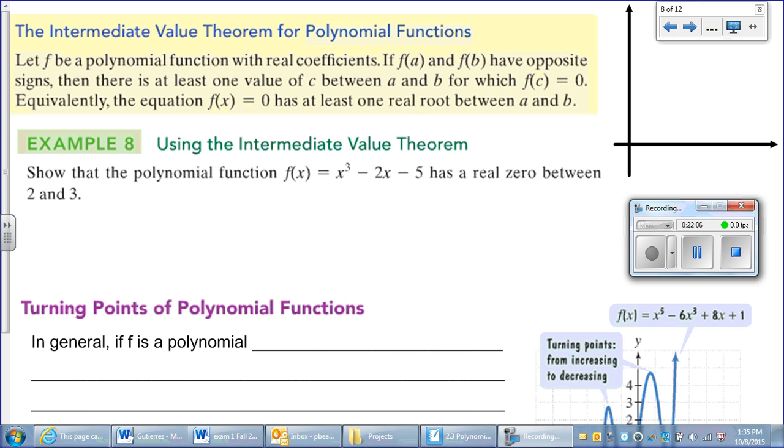After this one. All right, so the intermediate value theorem for polynomial functions. So I want Lorenzo to read it out loud, please. The intermediate value theorem? Yes. Okay. Let f be a polynomial function with real coefficients. If f of a and f of b have opposite signs, then there is at least one value of c between a and b for which f of c equals 0. Equivalently, the equation f of x equals 0 has at least one real root between a and b.